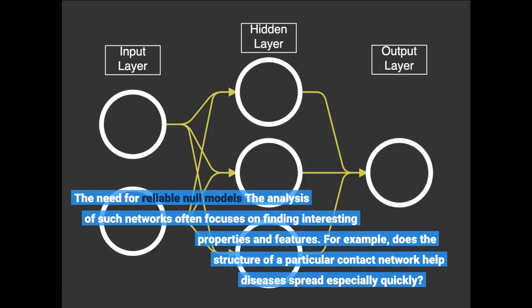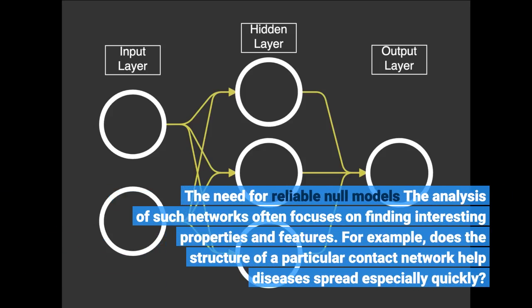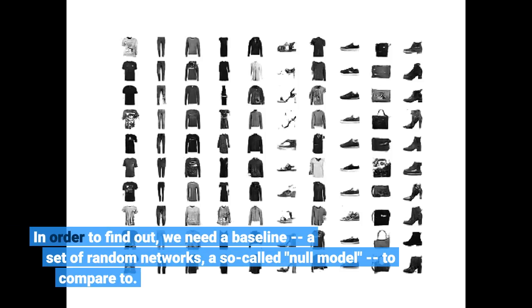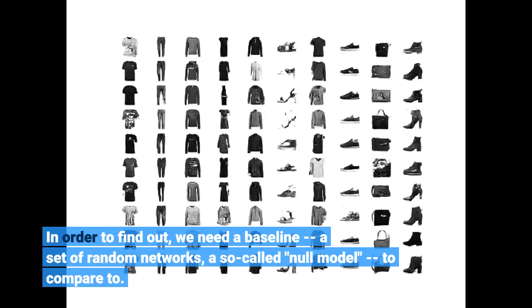The need for reliable null models. The analysis of such networks often focuses on finding interesting properties and features. For example, does the structure of a particular contact network help diseases spread especially quickly? In order to find out, we need a baseline, a set of random networks, a so-called null model, to compare to.